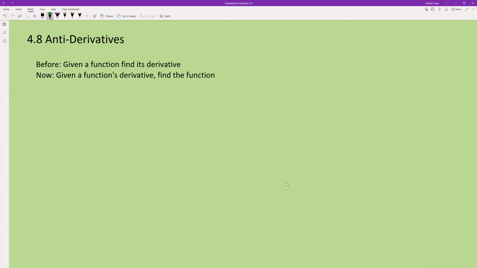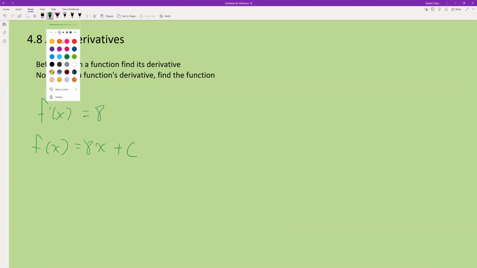Let's say I'm given the derivative f prime of x is equal to 8. Then we can go in the opposite direction, the anti-derivative, the opposite of finding derivatives, and we'll get the function 8x. And then you can add any constant you want, plus c. That is a constant c.